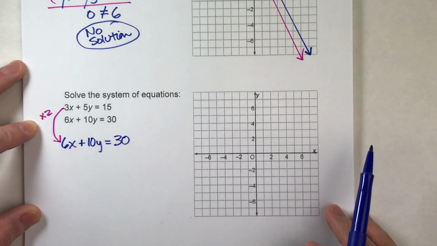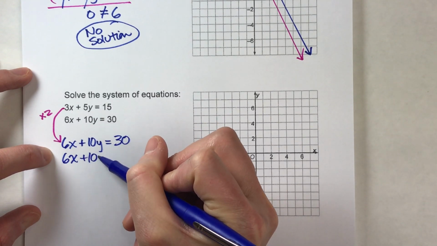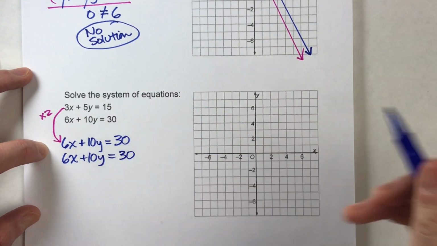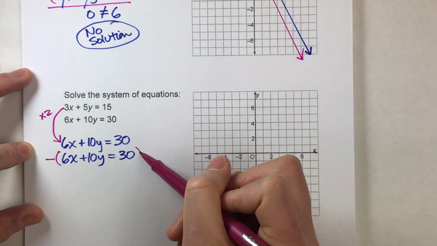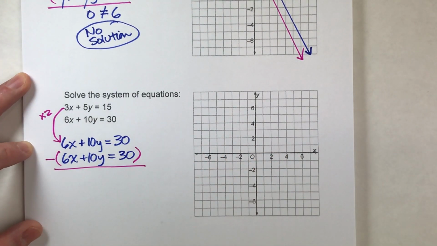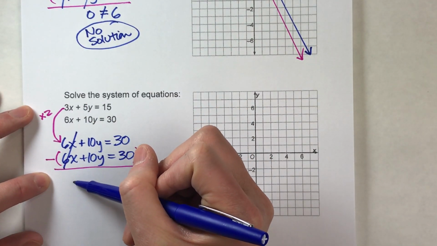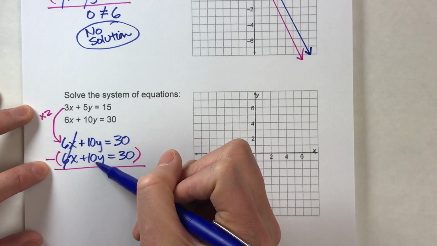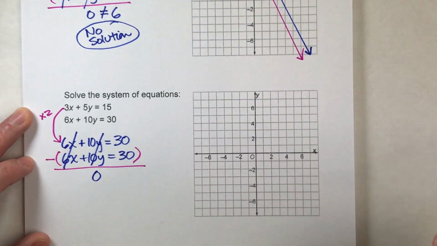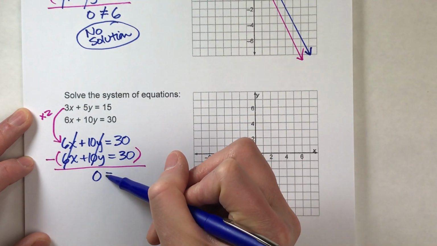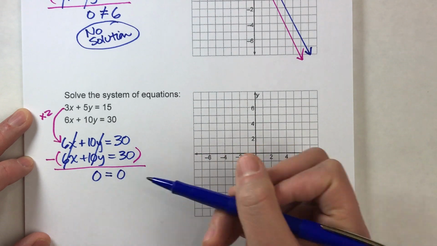All right? Now I'm going to take my second equation, write it underneath here, and notice if I subtract these, I'll be able to eliminate my x's. So I'm going to do that. 6x's minus 6x's leave me with no x's. But look, 10y minus 10y leaves me with no y's also. So again, I end up with nothing on the left side. On the right side, 30 minus 30 equals 0.